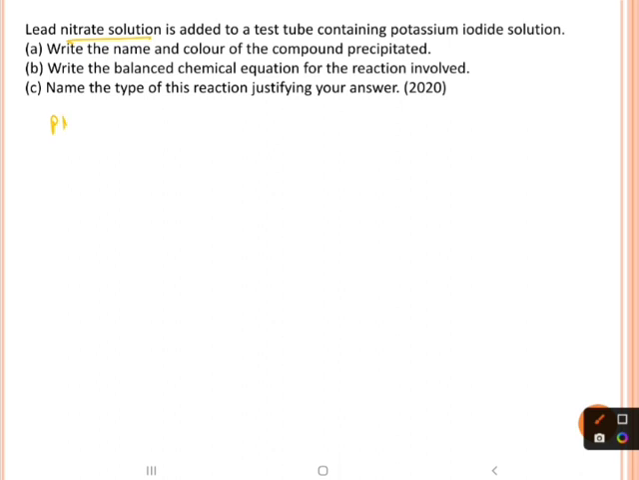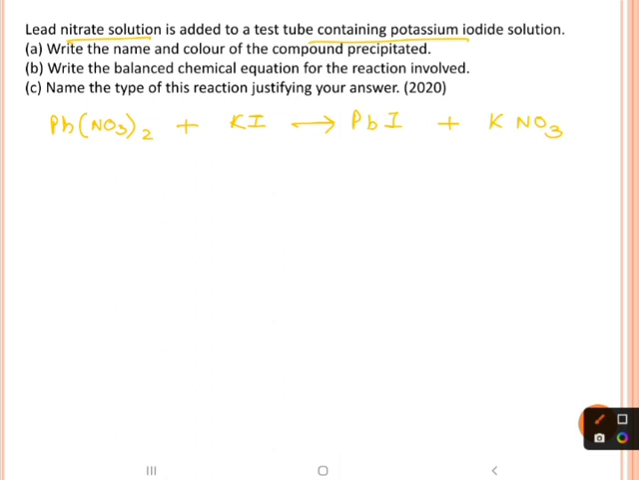Lead nitrate solution. Write Pb(NO3) whole twice, was added to a test tube containing potassium iodide. This is potassium iodide. Now see, write the name and the color of the compound precipitated. What we are going to do when we are going to react this, will form PbI, lead iodide, and what will have remaining thing will be having KNO3, that is potassium nitrate. Now let us balance this equation. How we are going to balance it? We can simply balance it by looking at the equation.